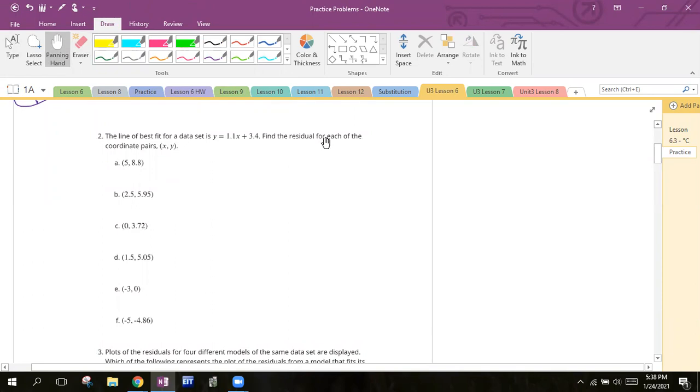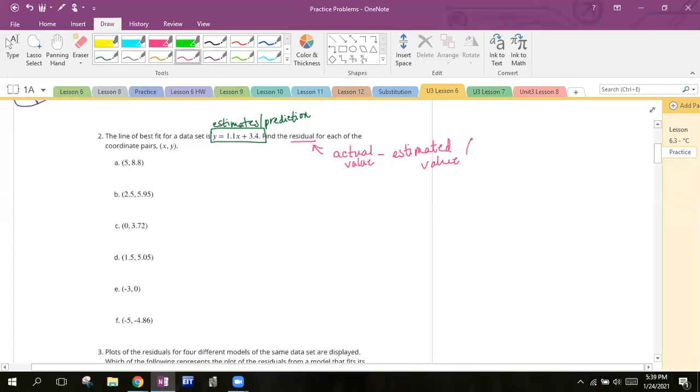the digital assignment. All right, so it says the line of best fit for this data is this equation. Now remember, this is how you get estimates and predictions. And then it says find the residual for each of the following coordinates. Okay, so the residual is your actual value minus the estimated value.